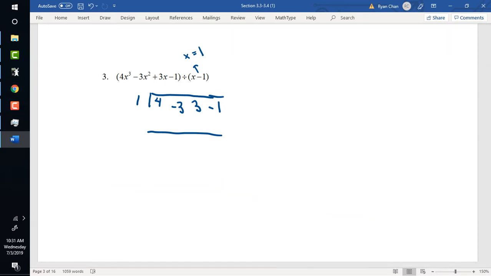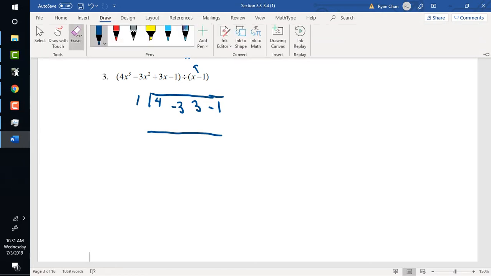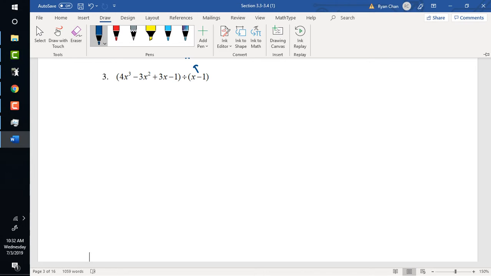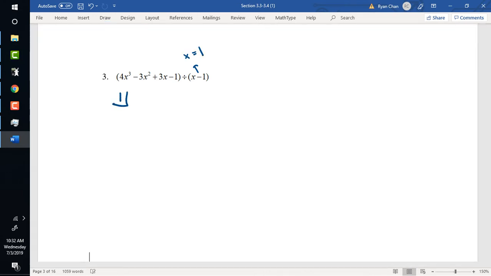Sorry, let me redo this part again here. So I have x equal to 1, and the coefficients 4, -3, 3, -1. I'm going to drop the 4 down, and multiply it by 1.